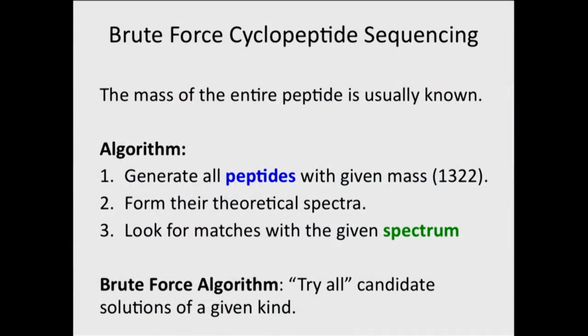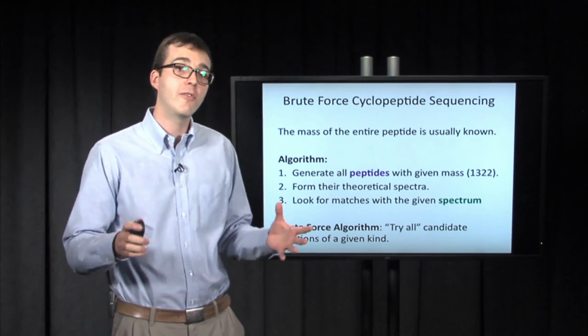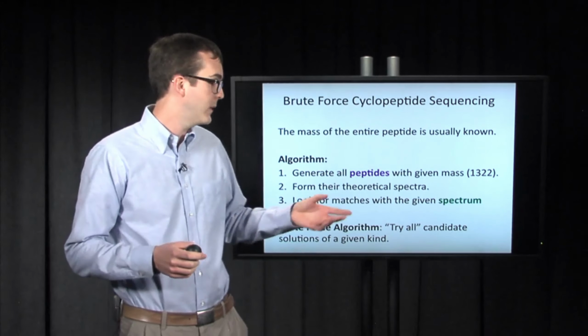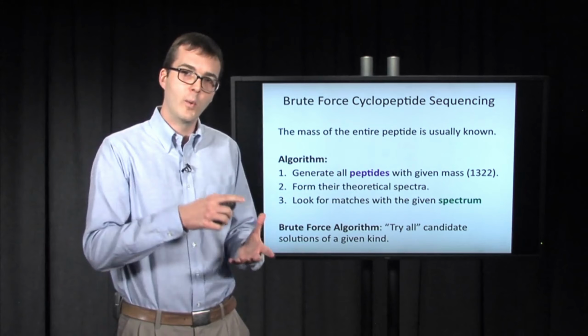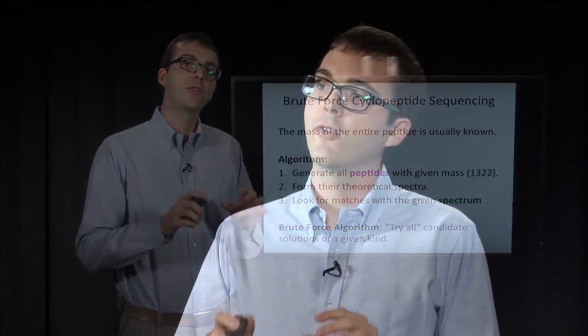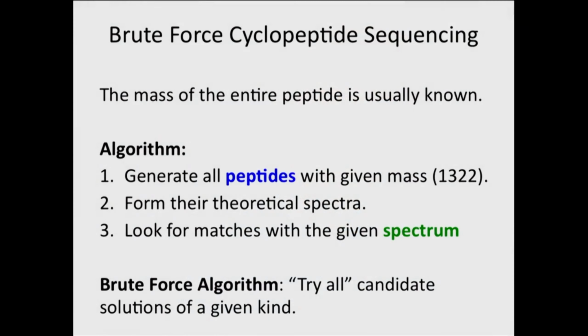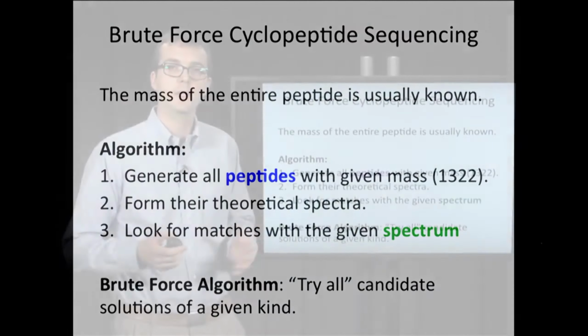First I'll tell you that the mass of the entire peptide is usually known. So we'll usually already know that tyrosine B1 has mass 1322. Our algorithm is going to then say, let's generate every possible peptide of that mass. So in this case for tyrosine B1 it's 1322. Let's form the spectrum of every one of those peptides, and then let's look for matches with the given spectrum among those peptides. This is an example of a brute force algorithm. So in general, a brute force algorithm is going to try all possible solutions that satisfy a certain condition.